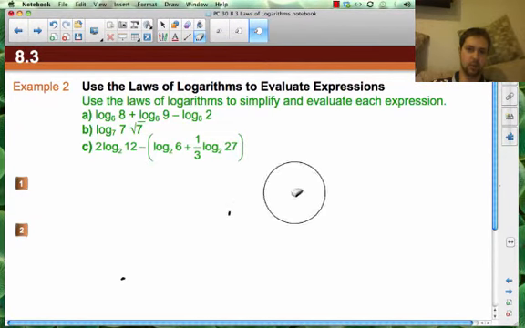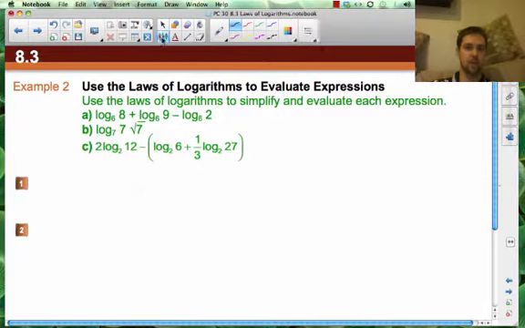Alright, the last one. The last one looks like an absolute mess. Let's see what we can make of it here. 2 log base 2 of 12. Now, we can also work backwards on these power ones. So we could rewrite this as log base 2 of 12 to the 2, which is 144. Let's see if that helps us later.